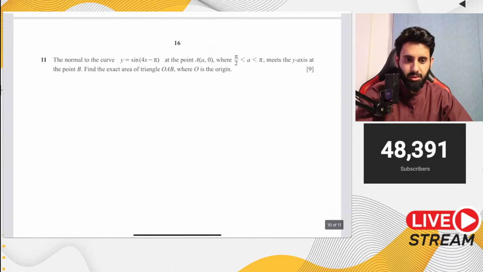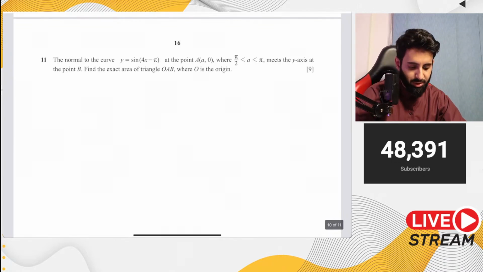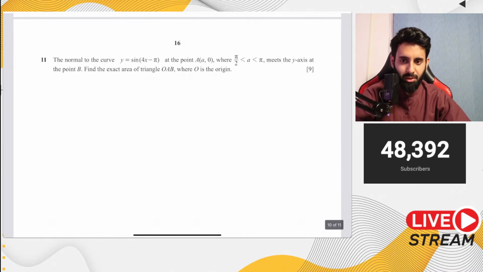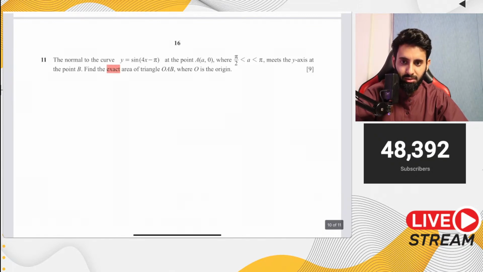Okay, so let's do this question. All right, I hope you guys are ready. So this says here, the normal to the curve y equals sine 4x minus pi at the point A comma 0, where A is greater than pi upon 2 and less than pi. Now this is something to be taken seriously, that A is greater than pi upon 2 and less than pi. It meets the y-axis at the point P. Then what do you need to do? You need to find the exact area of triangle AOP, where O is the origin.